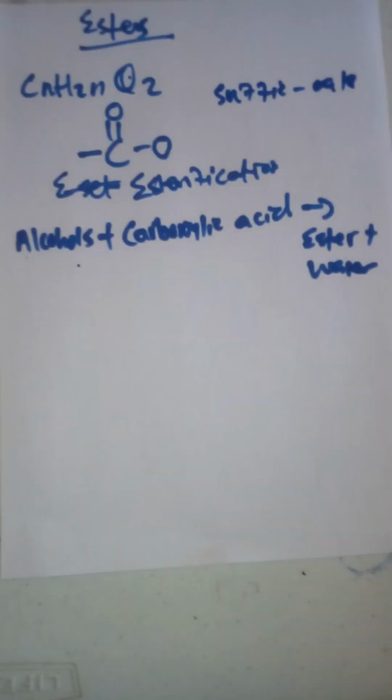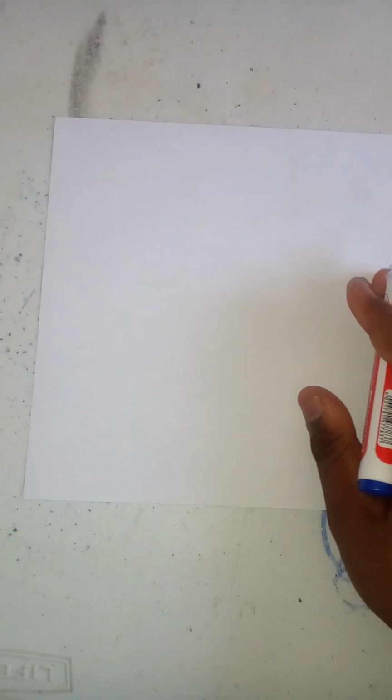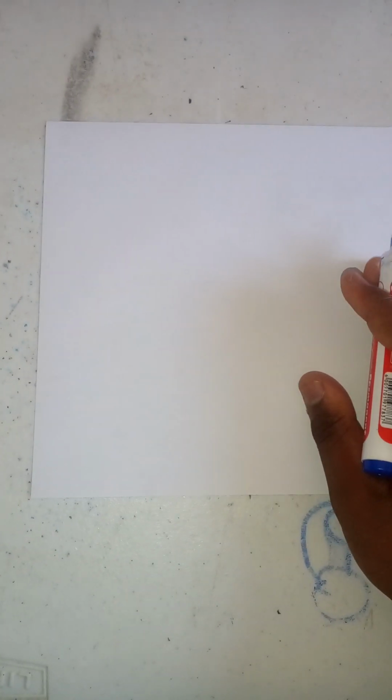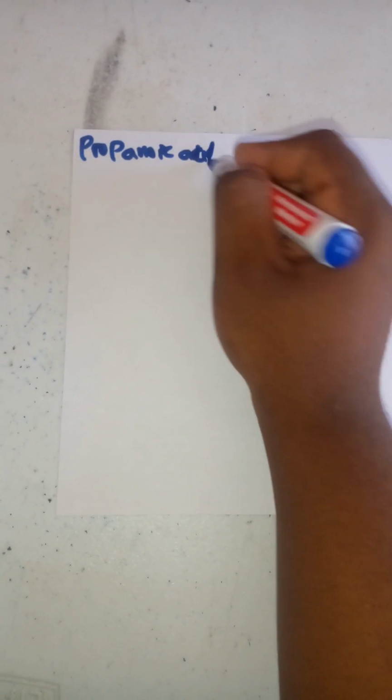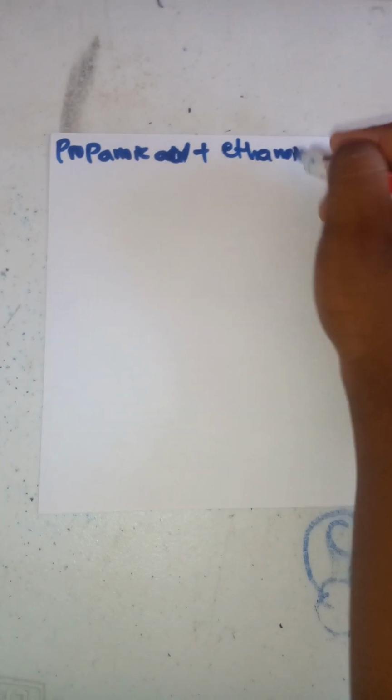So now we are gonna continue. I'm gonna take another page so that I can show you. We're gonna make an example here. So now let's mix an alcohol and an acid. Let me just take propanoic acid plus ethanol. Okay, so now this is how it is gonna be. I'm gonna use a different pen now, because this one is too thick.